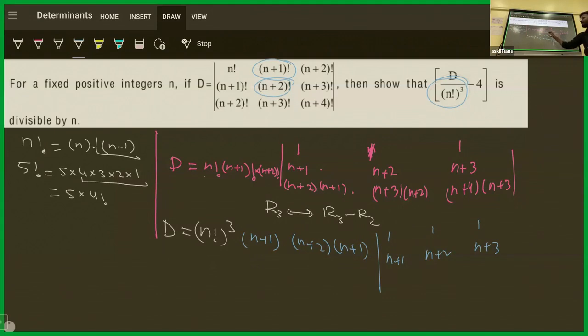We need to subtract n plus 1 from this one, so we are left with what? फिर से बोलो. हाँ, n plus 2 minus 1 into n plus 1. Correct. So basically it will be n plus 1 into n plus 1, n plus 1 into n. कुछ लोग ऐसा मत कर देना that we are subtracting n plus 1 from this, so we are left with n plus 2.